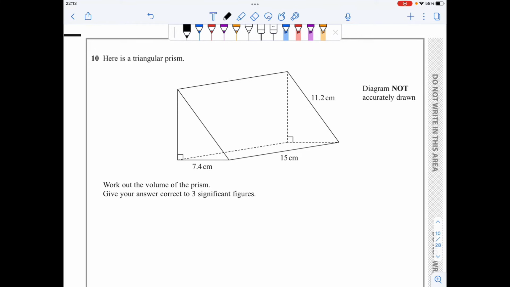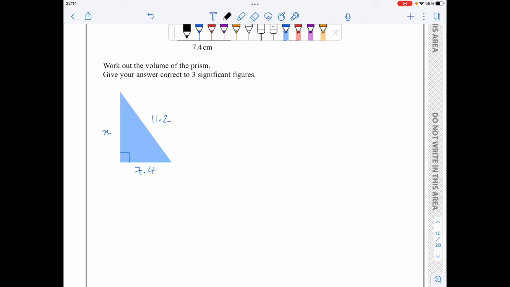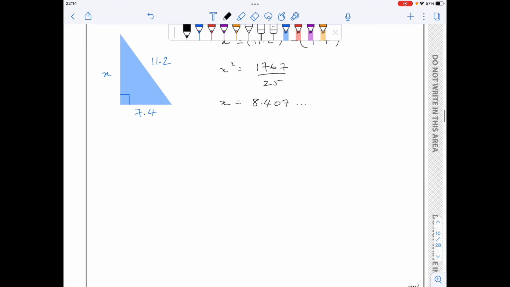In question 10, to find the volume, I'll need to find the area of the cross-section first. Now the cross-section is a right-angled triangle, and to find the area of this triangle, let me first extract this out of the shape. So to find the area, I'll need to find the height using Pythagoras' theorem. So x squared is equal to 11.2 squared minus 7.4 squared. So x squared comes out to be 1767 over 25. If you take the square root of that, you'll have 8.407 and so on. Hence, the area of the triangle is given by base times height over 2.